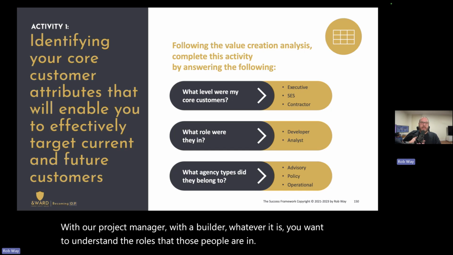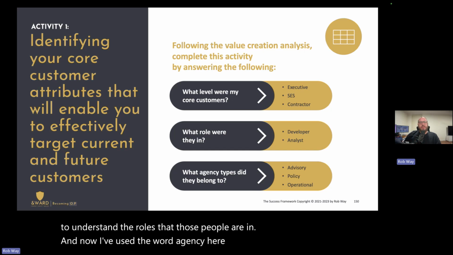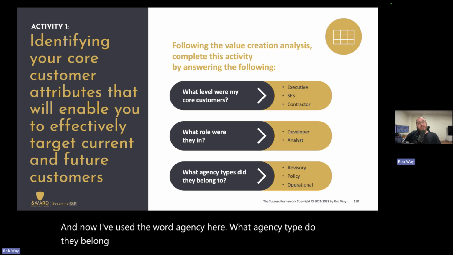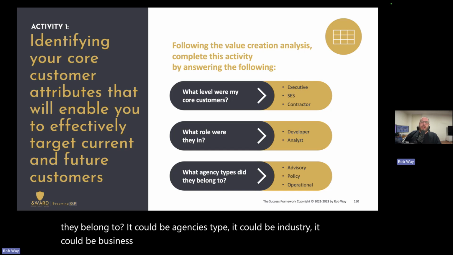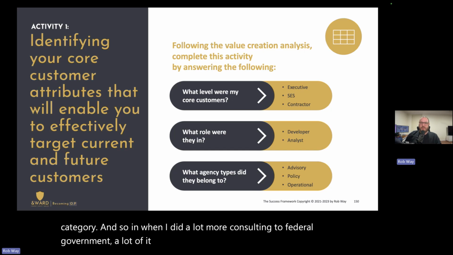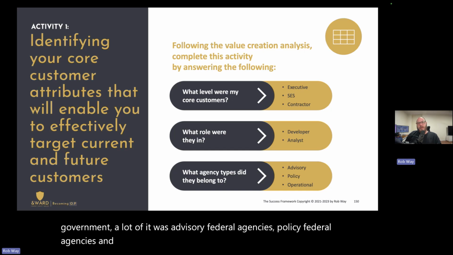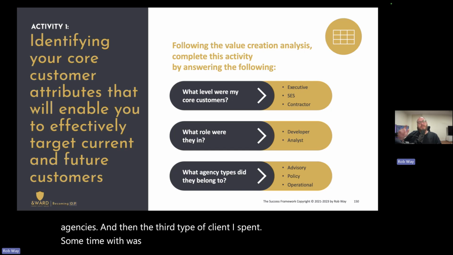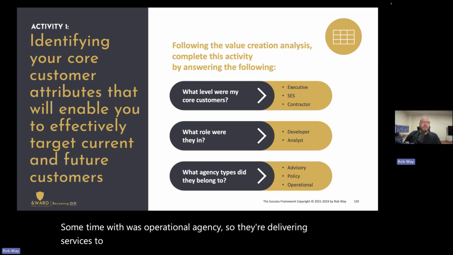And now I've used the word agency here. What agency type do they belong to? It could be agencies type, it could be industry, it could be business type. You're trying to get a sense for their category. And so when I did a lot more consulting to federal government, a lot of it was advisory federal agencies, policy federal agencies, and then the third type of client I spent some time with was operational agencies. So they're delivering services to the public.